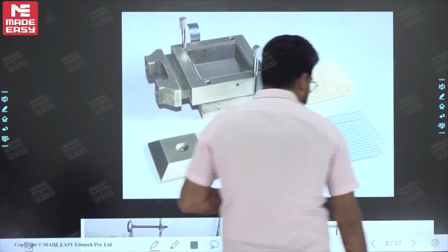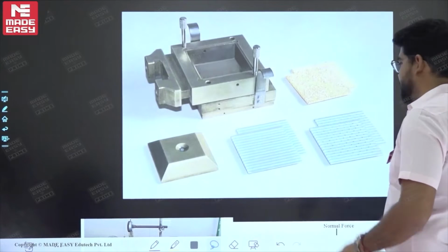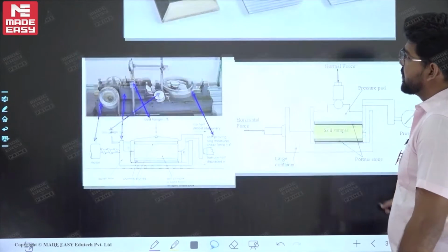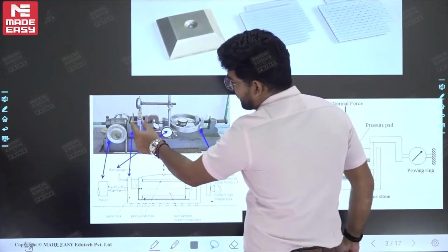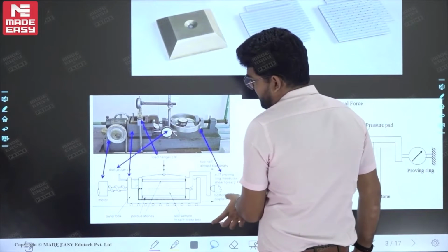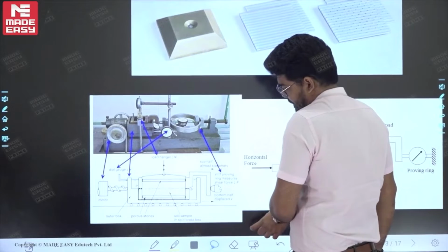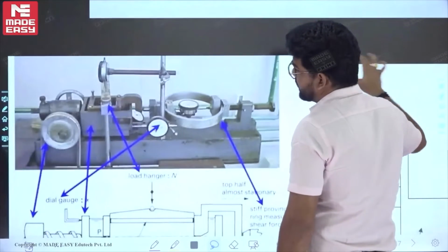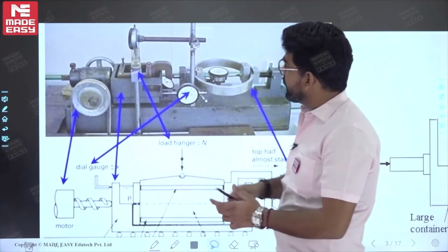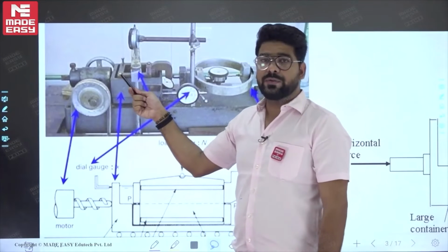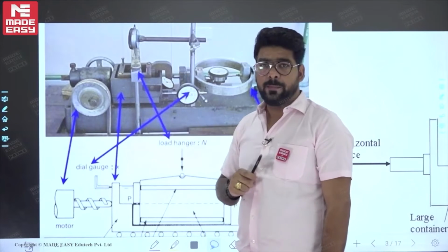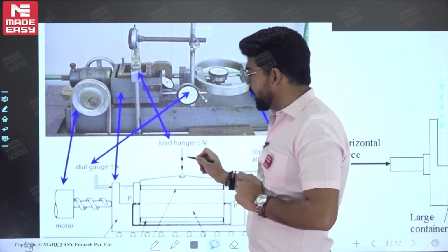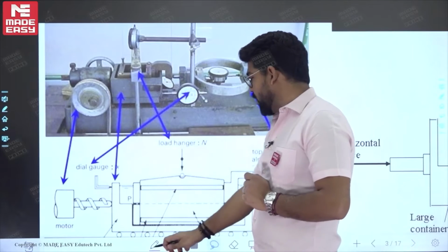Now, to be noted, this is the direct shear test apparatus. When we talk about the apparatus, it is like this. This shear box is placed over here. This is the shear box, and the shear box filled with the soil specimen is placed over here. First of all, on this shear box we will apply the load, the normal force.